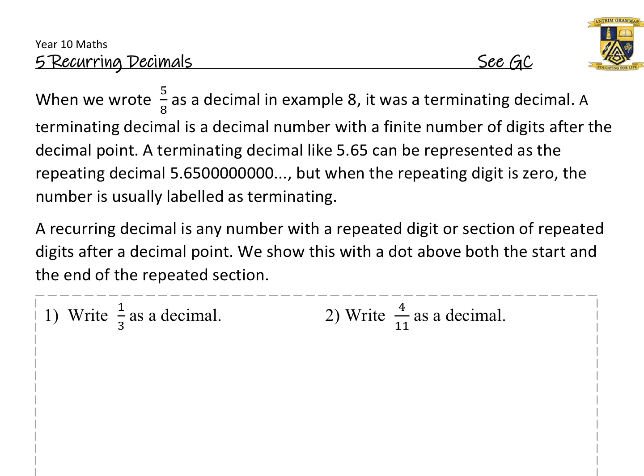A recurring decimal is any number with a repeated digit or section of repeated digits after a decimal point. We show this with the dot above the start and the end of the repeated section.